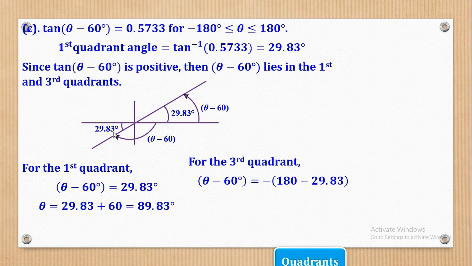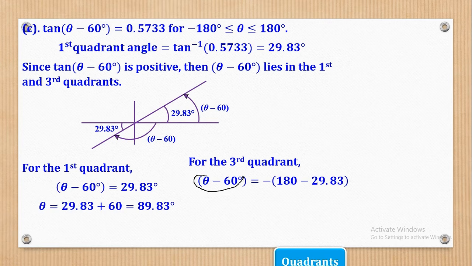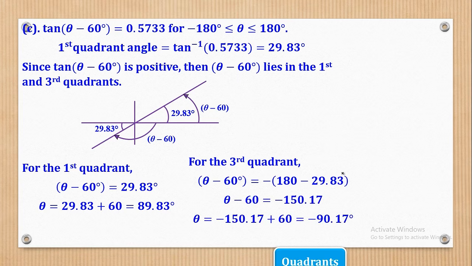That's why here we shall say theta minus 60, because the whole of this is the angle she was given. That's why you put here theta minus 60, and it is equal to negative of 180 minus alpha. Then after that, we shall make theta the subject. So when I make theta the subject, it will be negative 90.17 degrees.